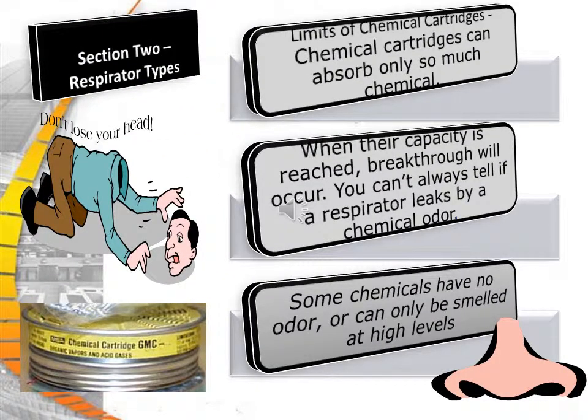Limits on chemical cartridges. Chemical cartridges can absorb only so much chemical. When their capacity is reached, breakthrough will occur. You can't always tell if a respirator leaks by a chemical odor. Some chemicals have no odor and can only be smelled at high levels.